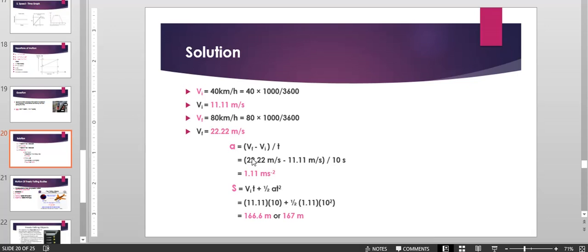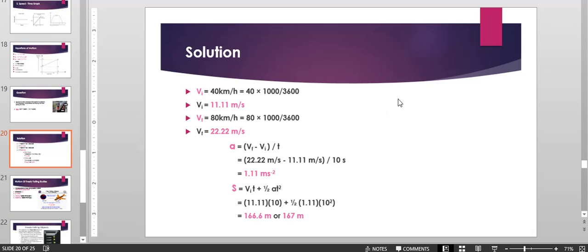So acceleration is change in velocity, that is Vf minus Vi divided by the time taken. Putting the values, we'll get acceleration as 1.11 meter per second square. Now putting this value of acceleration in the equation of distance in order to get the distance of the train. Putting the values, we will get 166.6 meter, or in standard form 167 meter.